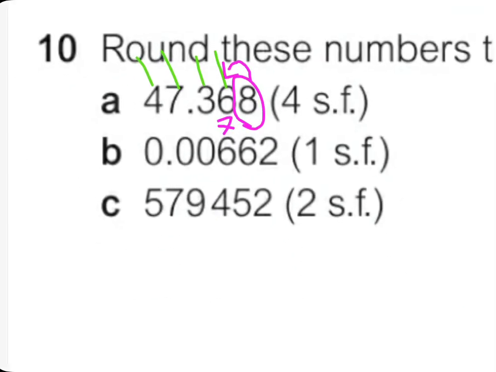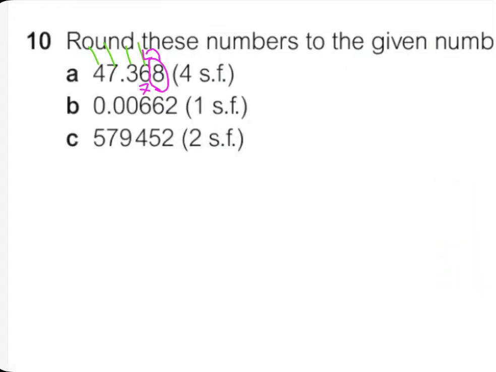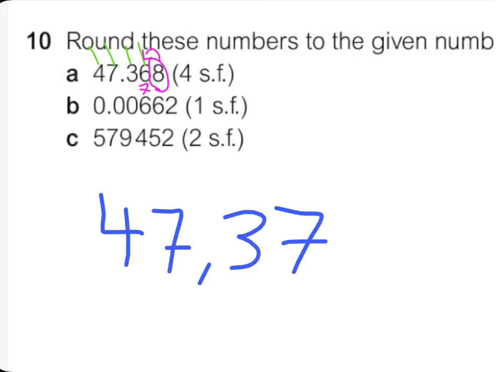So when we write the answer, it's going to be like this. It's going to be 4, 7, decimal point, 3, 7, and 0 instead of the fifth number. Now, this is how you answer this question. Let's take a look at B.